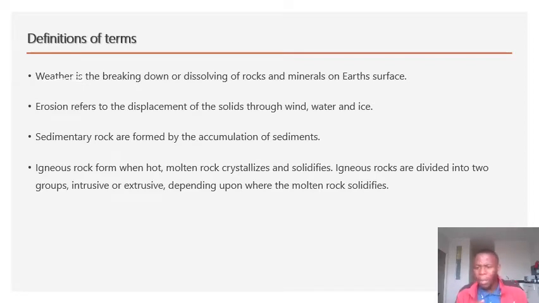Yes, very good. So, class, erosion refers to the displacement of solids through wind or water. It might be wind erosion, soil erosion, etc. As I was asking you about sedimentary rocks, sedimentary rocks are formed by the accumulation of sediments. And I even asked you the easiest question: what are igneous rocks? Igneous rocks form when hot, molten rock crystallizes and solidifies. Igneous rocks are divided into two groups, intrusive and extrusive, depending upon where the molten rock solidifies. I think, class, we are all clear with these definitions of terms. So therefore, class, let's continue.